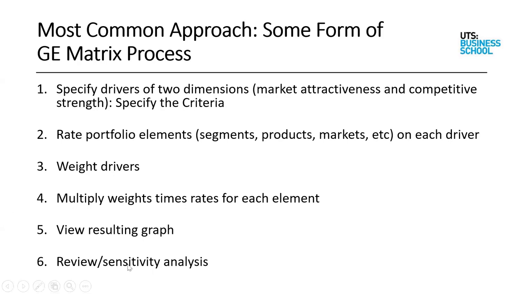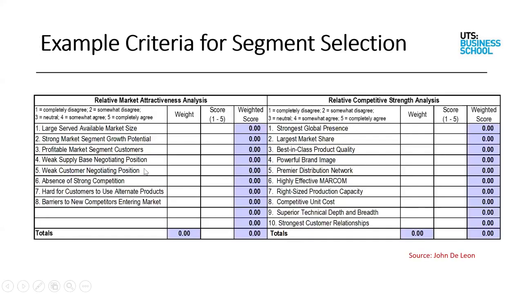Now, let us see these steps in terms of the actual numbers. This is also something that you will be able to do for your project. So here is an example of relative market attractiveness analysis and relative competitive strength analysis. Let's say the criteria for this particular form for attractiveness are the available market size, strong market segment growth potential, profitable market segment customers, and so on, and barriers to new competitors entering the market. It is not necessary to have 8. You might have just 3, or some firms might have 10.